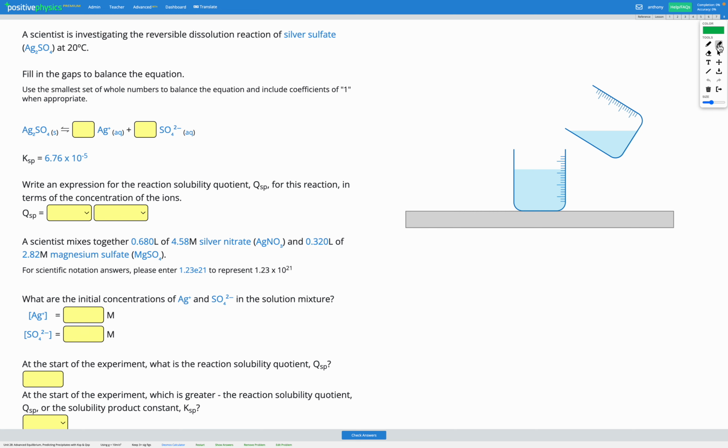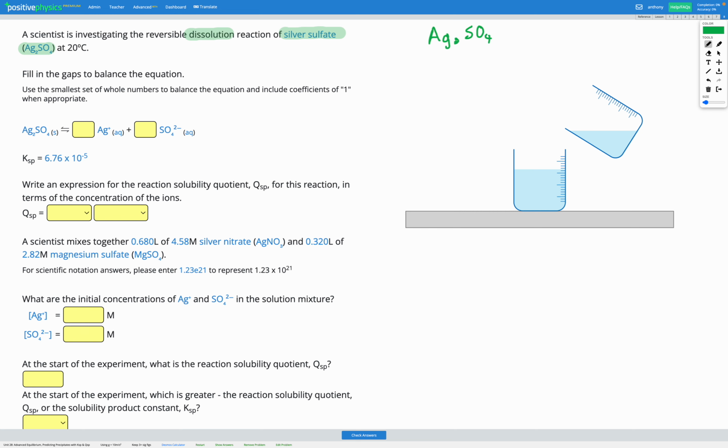In this question, a scientist is investigating the reversible dissolution reaction of silver sulfate, Ag2SO4, at 20 degrees C. Remember, dissolution just means dissolving. Our first step is filling in the gaps to balance the equation.